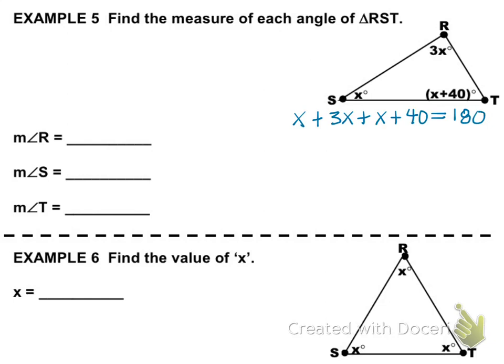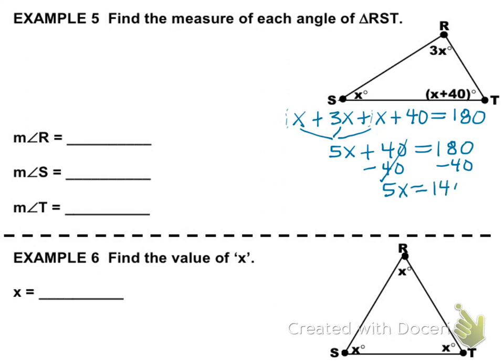If we combine some like terms, we've got 1x plus 3x plus another 1x. These three will combine to make 5x plus our 40 equals 180. We'll move our constant of 40 to the other side by subtracting it from both sides. So 5x will equal 140. And then lastly, we'll divide both sides by 5 to find out that x equals 28.